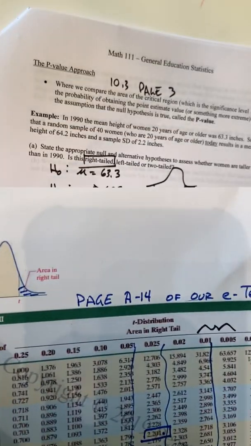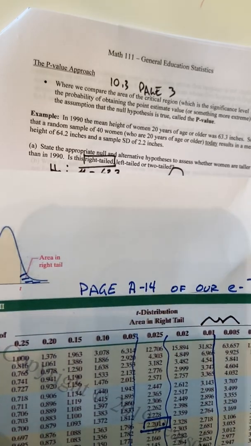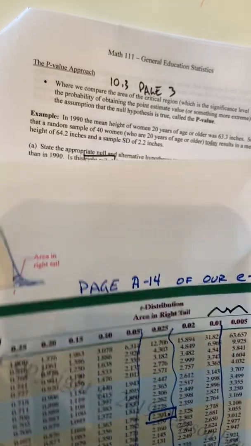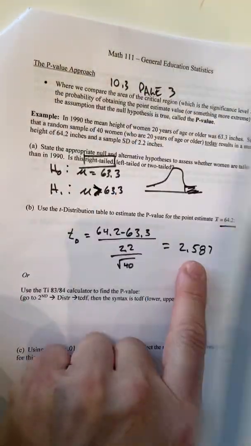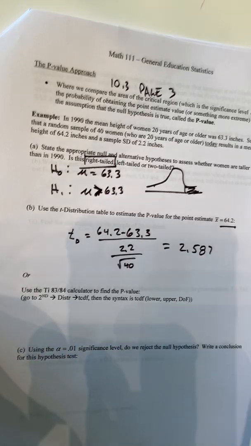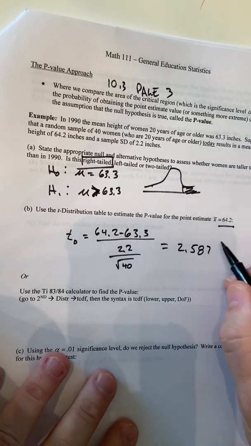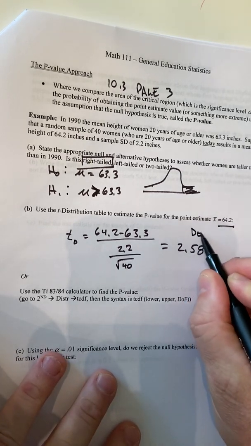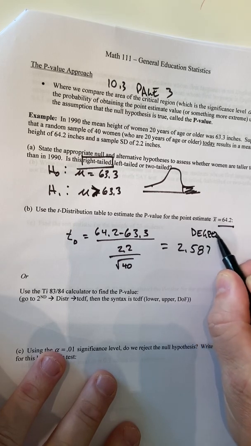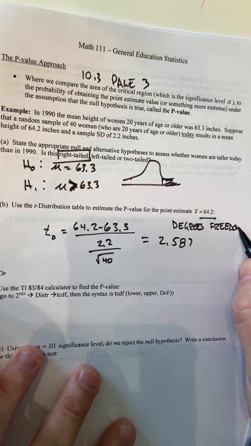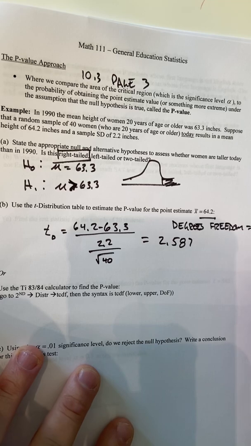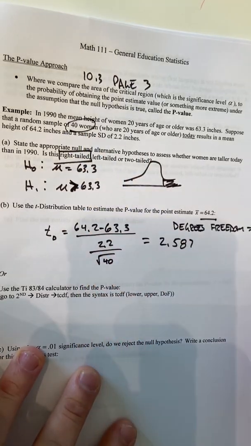Again, this is Appendix A14 on our e-text. You might want to print one out or have that readily available. I know on Pearson it's available for you just with a click of the button. So we have to find the confidence level based on the degrees of freedom, and that formula is the same since section 9.2. The degrees of freedom is always, that's right, n minus 1. In this sample, there were 40 women selected, so 40 minus 1 is 39.